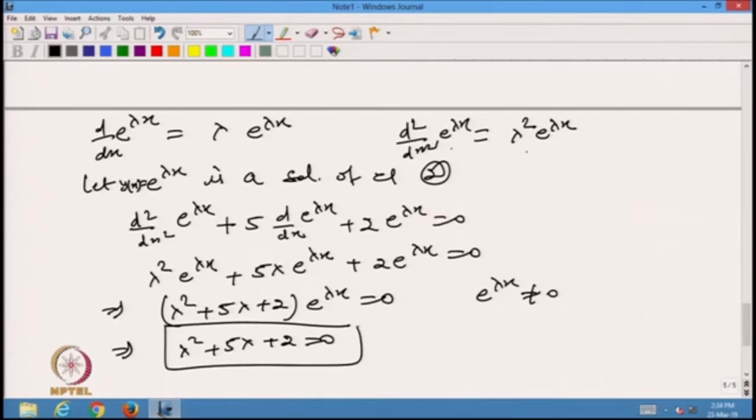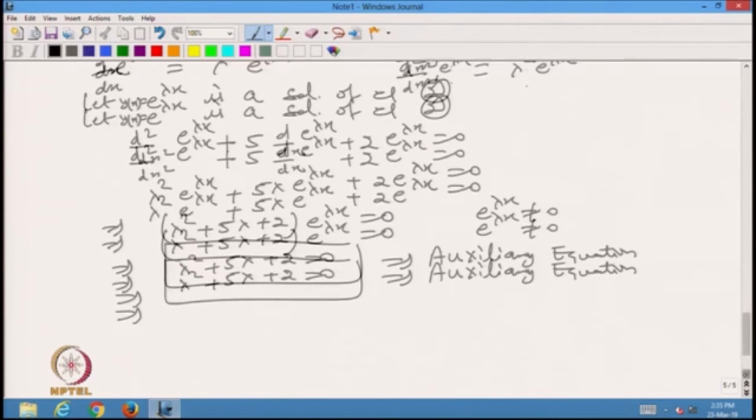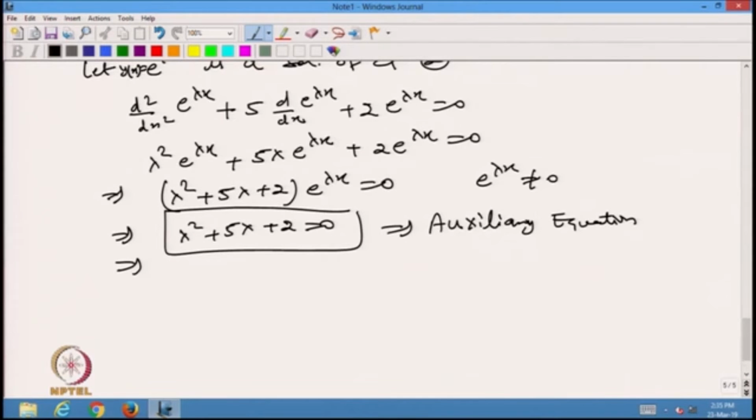Whatever we are getting, this type of thing is called an auxiliary equation associated with the differential equation. Now, if you see clearly, this is a quadratic equation, and the quadratic equation we can solve. If I solve this one, I will get the values of lambda 1 and lambda 2. So, lambda 1 and lambda 2 are the 2 roots of this equation. So, I can go further.